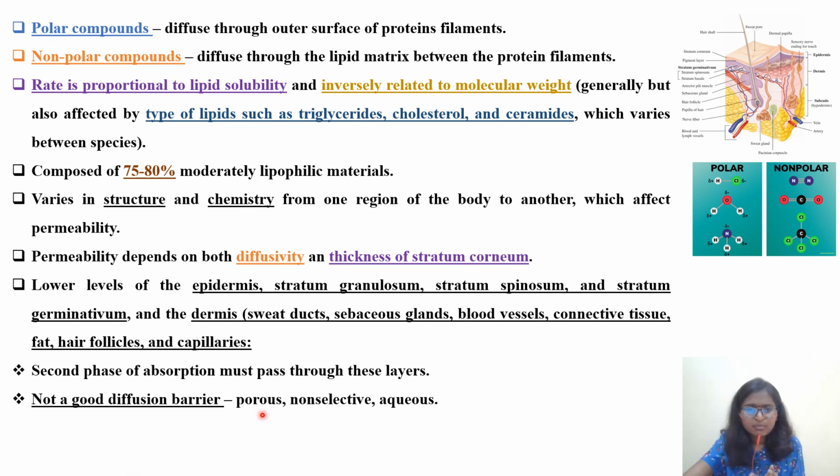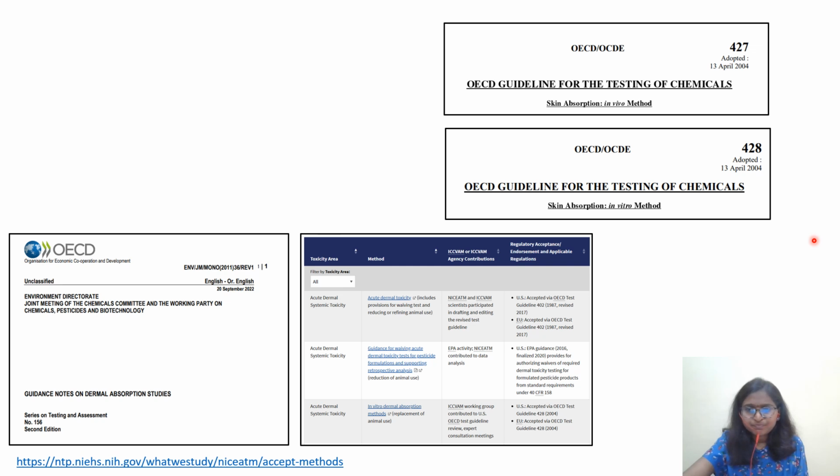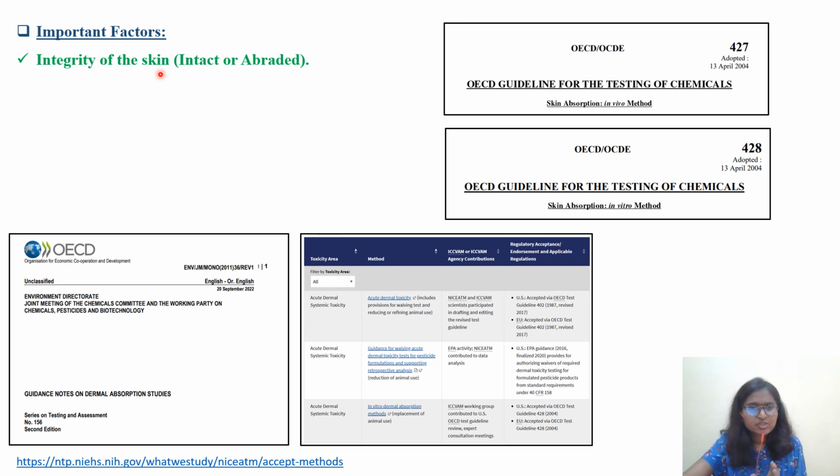These are not a good diffusion barrier; unlike the stratum corneum, they are porous, non-selective, and aqueous. The rate of diffusion depends on blood flow, interstitial fluid movements, and interaction with the tissues. These are some of the important factors you have to remember. The rate of dermal absorption depends on the integrity of the skin, whether it is intact or abraded. If the uppermost layer is damaged, chemicals exposed to abraded skin will penetrate more, unlike intact skin. So that is one of the important factors.